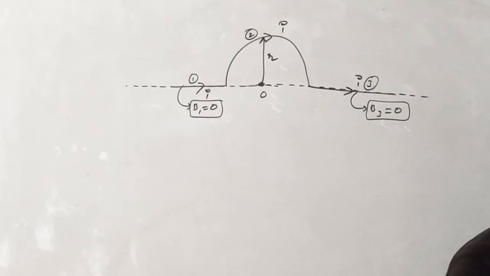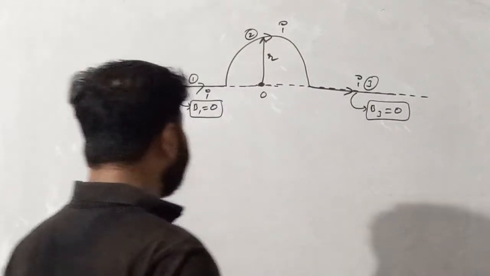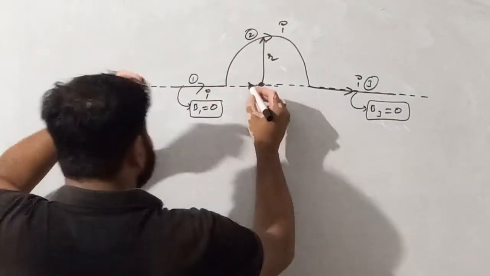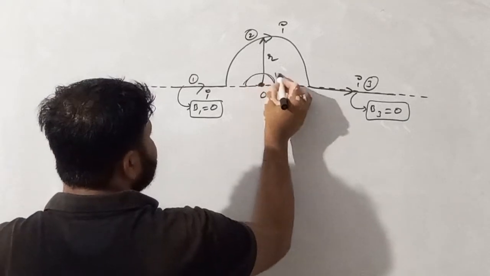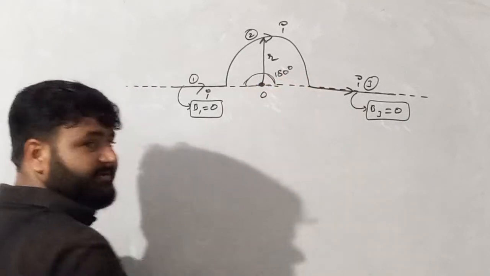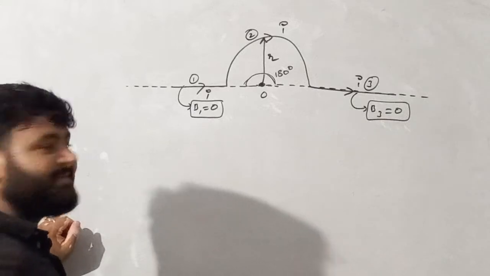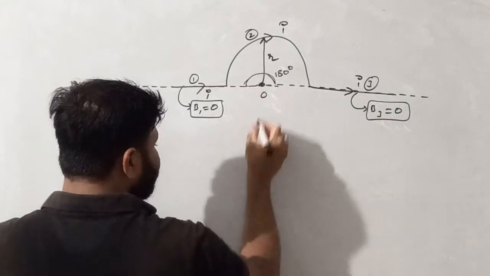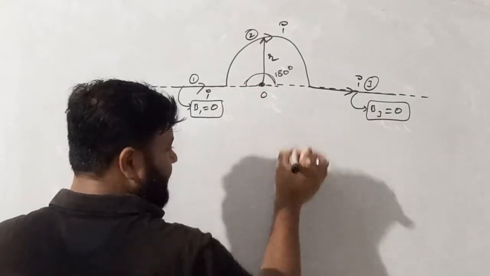Please try to find it on your own. I am giving you a short time. This is basically a semicircular arc. So if this is a semicircular arc, then see, its angle must be like this. It is 180 degrees, my dear students. So if it is 180 degrees, then it can be written as pi.